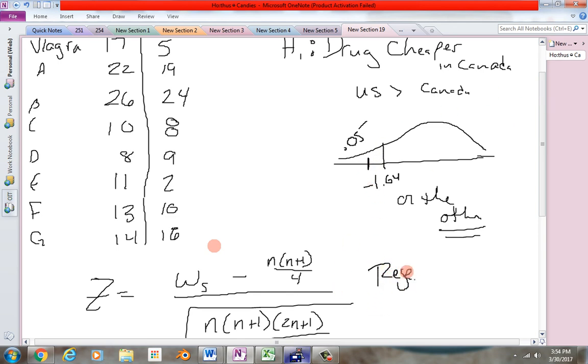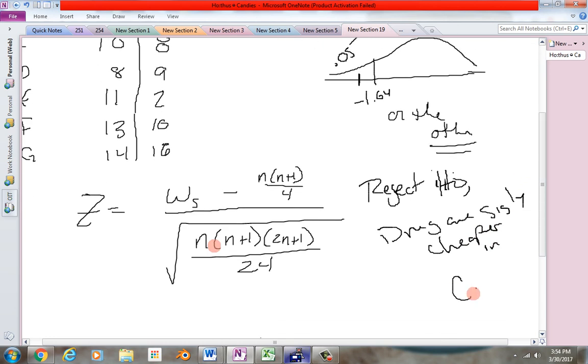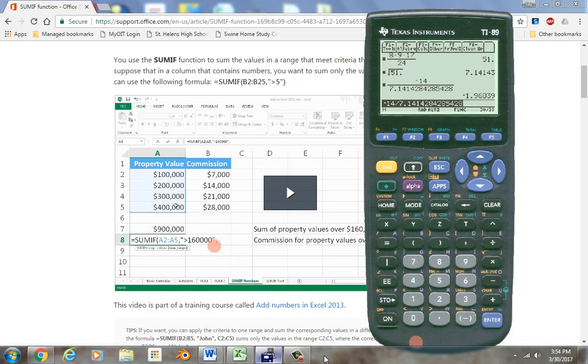And what are we saying? Oh, yes. Drugs are significantly cheaper in Canada. Ta-da! End of story. Congratulations. I give you the Wilcoxon signed rank test. You're welcome.